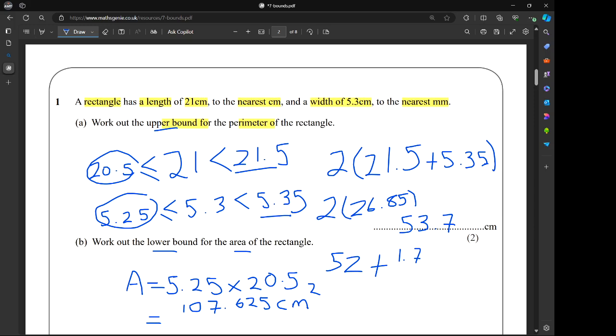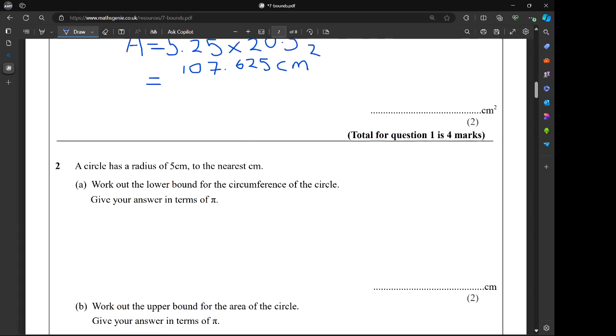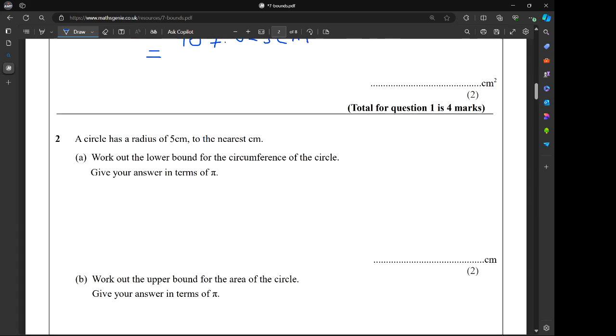Does that make sense? This is actually higher tier for Edexcel, OCR, and AQA, higher tier only. Are there any other topics, guys?